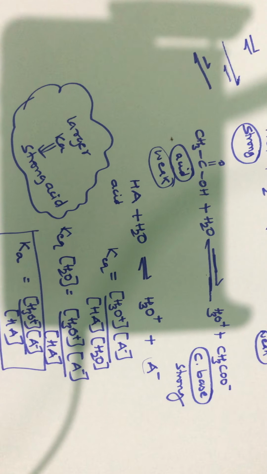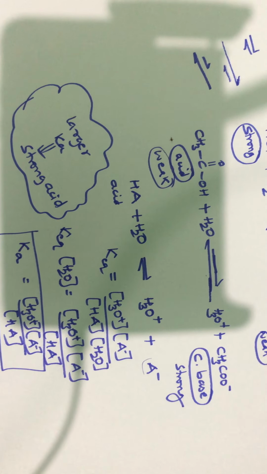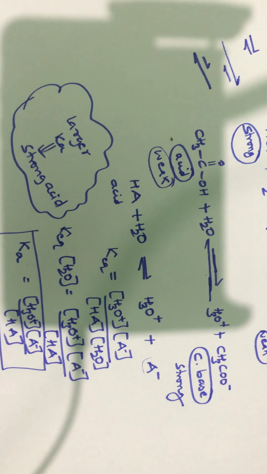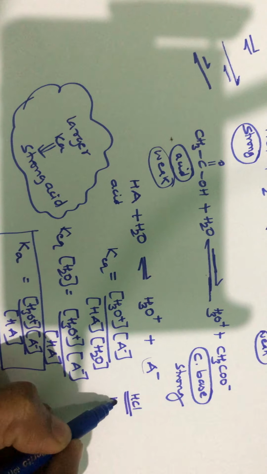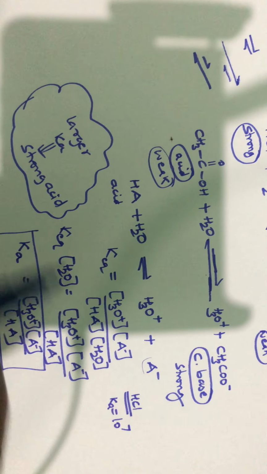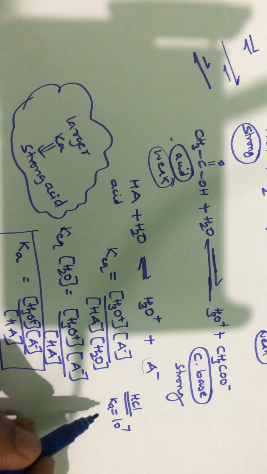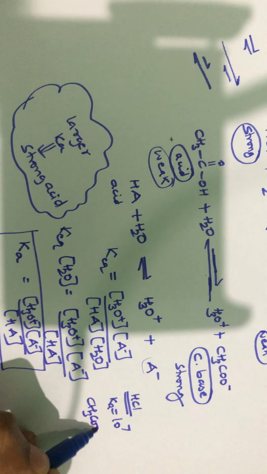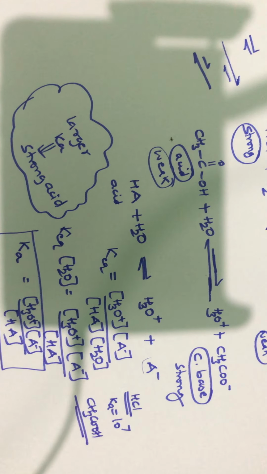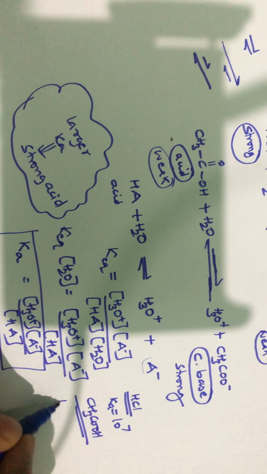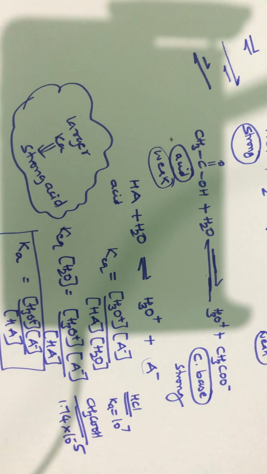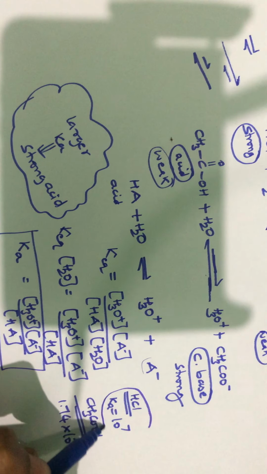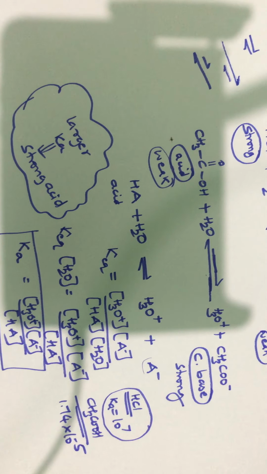Okay. Now let's take an example of this. The dissociation constant Ka for HCl is 10 to the power 7, whereas the dissociation constant for acetic acid is 1.74 into 10 to the power minus 5. Which value is high? This is a high value. So hence HCl is a stronger acid than acetic acid.